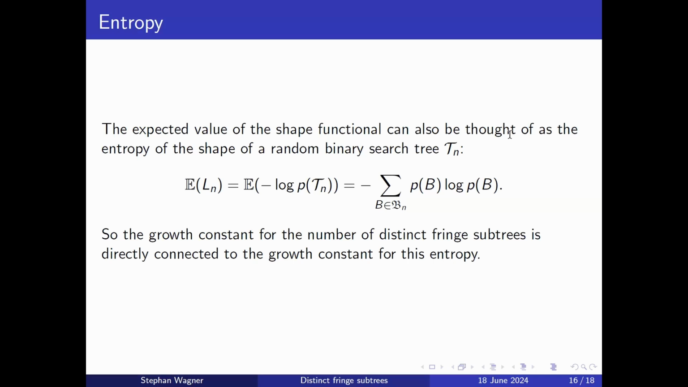So one remark you can make is that the constant here that was mysteriously popping up has something to do with an entropy, because you can interpret the expected value of the shape functional as the entropy of the shape of a random binary search tree, right? P of B is the probability that your random search tree has shape B. Now take the sum of P log P of B, then that's, of course, the expectation of the shape functional. So the growth constant of entropy is directly related to the growth constant for the number of distinct fringe subtrees. And this is not exactly a coincidence. It works in other situations as well.